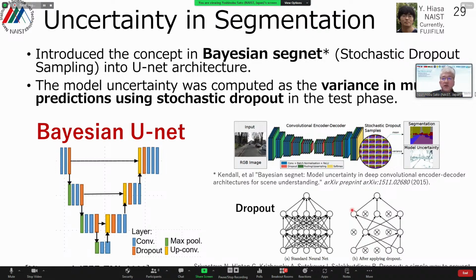So we tested several random dropout patterns, and if the result is still the same, it is very certain. If the result is very unstable, this is uncertain. So uncertainty is calculated by the variance of the output results of different dropout patterns.